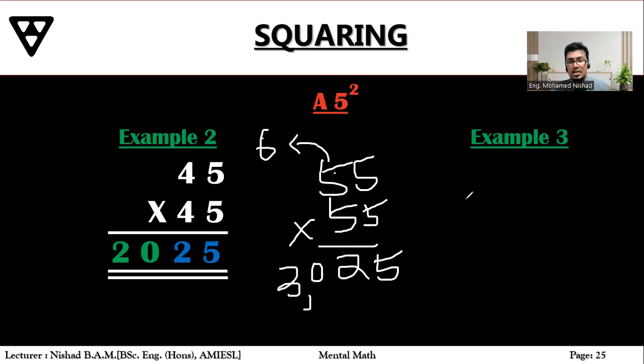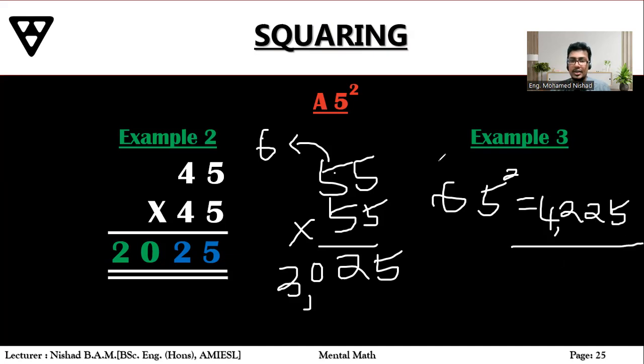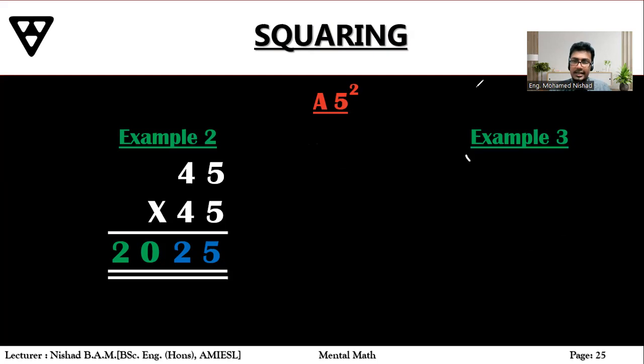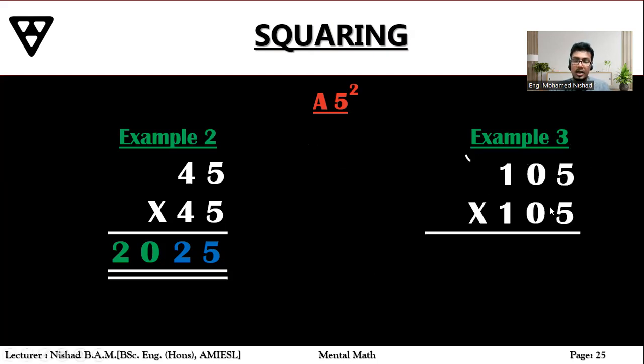Pretty simple. So how much will it be? 65 squared. Is this correct? Yes. So this is how we calculate these things. Likewise, we can apply that same technique for this as well. So how much will it be? 105 times 105.